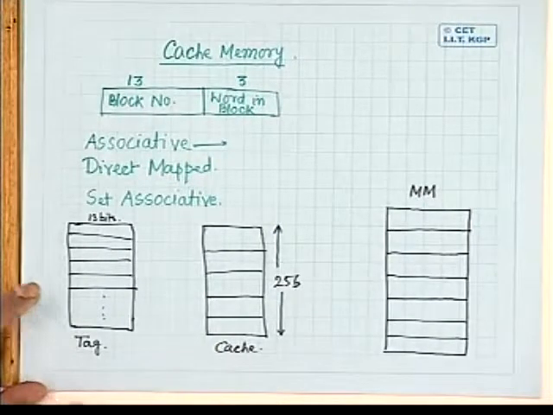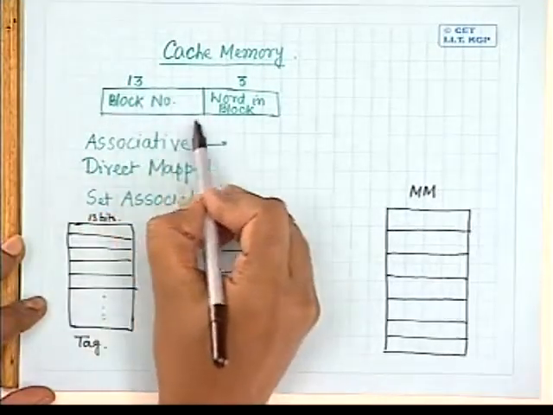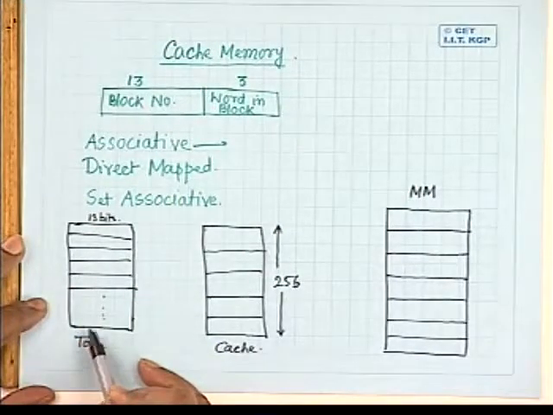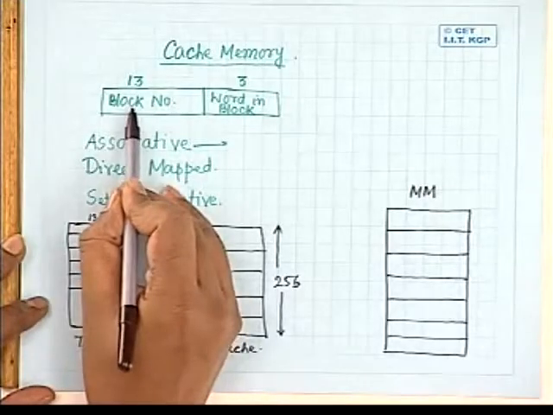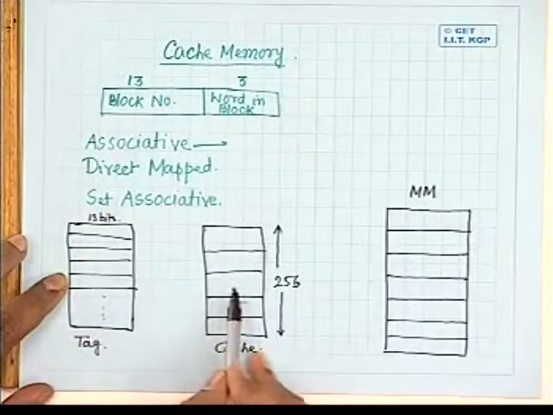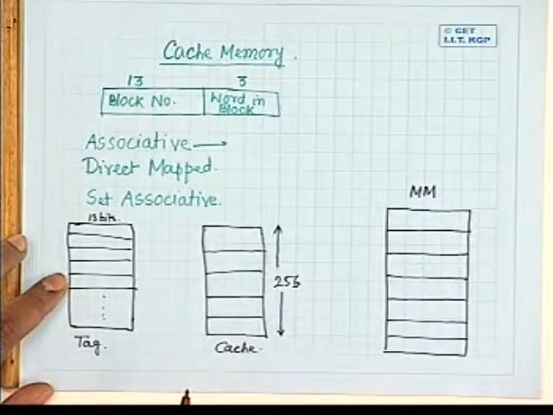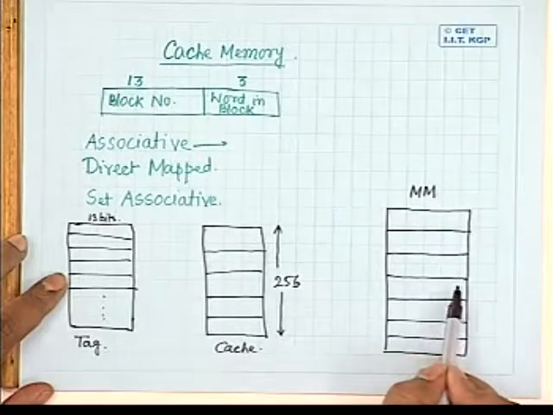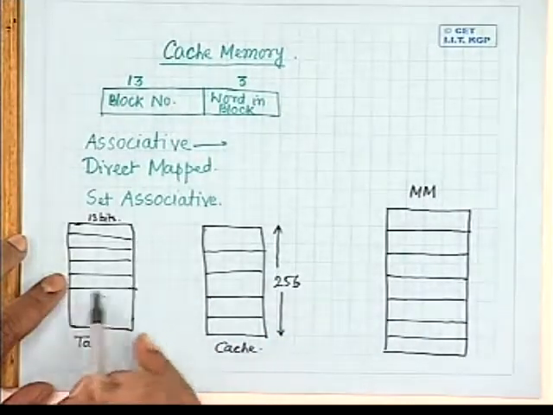Whenever the CPU generates an address, the block number field of the address is compared with different tag locations. If any of the tag memory matches with this content, then it is assumed that the corresponding data is available in the cache memory, and you get the data from the cache memory. If it is not available in the cache memory, then only you have to go to the main memory, read the data, put it into cache memory, and set the tag field accordingly.